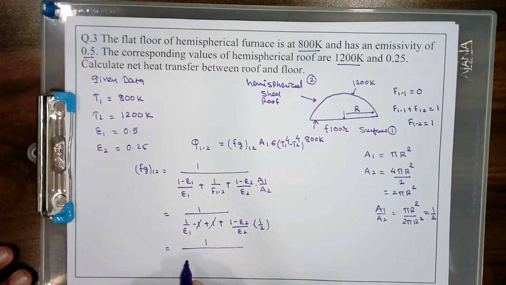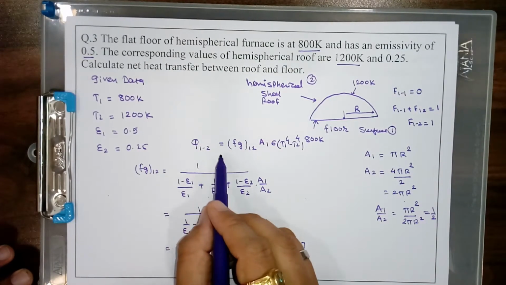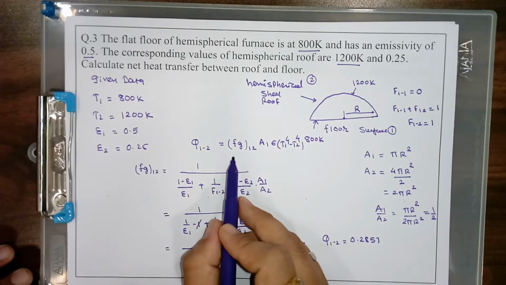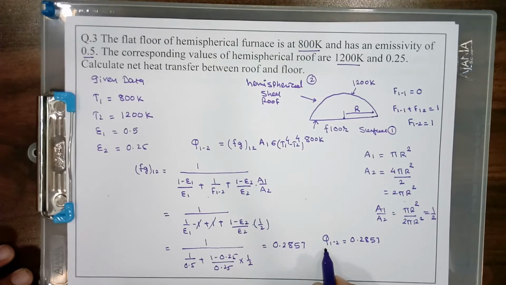So finally we get 1 upon 1 divided by 0.5 plus 1 minus 0.25 divided by 0.25 into the area, that is 1 by 2, and our answer comes 0.2857. So now we will put down the value in our expression, that Q122. So we get Q122 equals to 0.2857, that is the value of F122. Here we divide with the area A1.